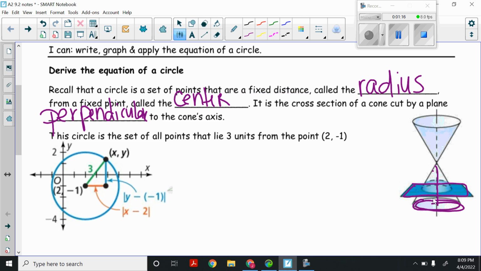This circle here is a set of all points that lie 3 units from the point (2, -1). So the point (2, -1) is our center, and 3 units from that. If I go 3 units in each direction, I'm on the edge of the circle.